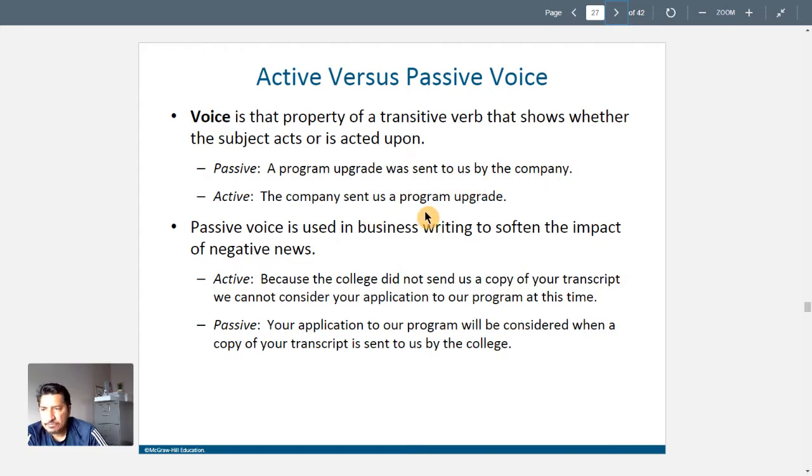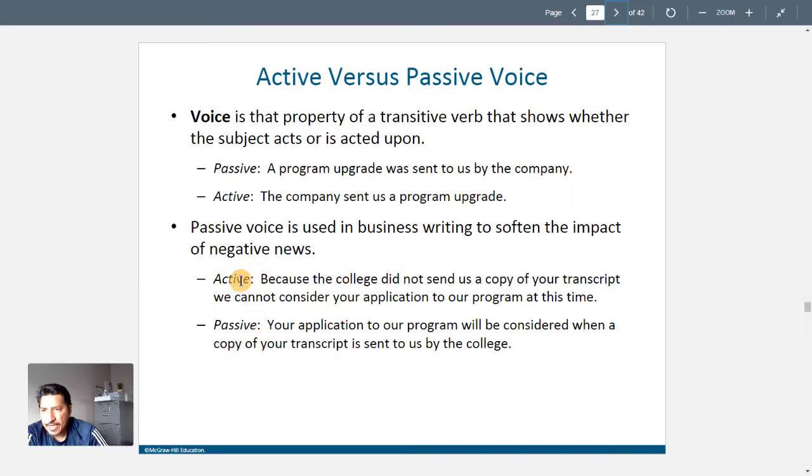So again, sometimes you decide as a writer to go for active voice or passive voice. Now, what is passive voice used for in business writing? To soften the impact of negative news. So more often, businesses use the passive voice.